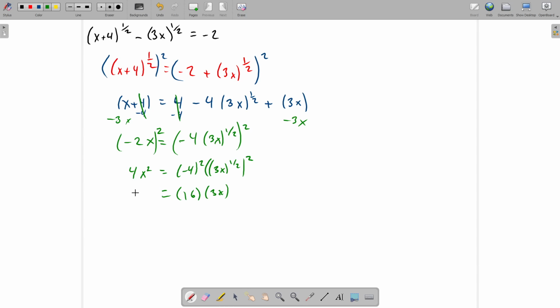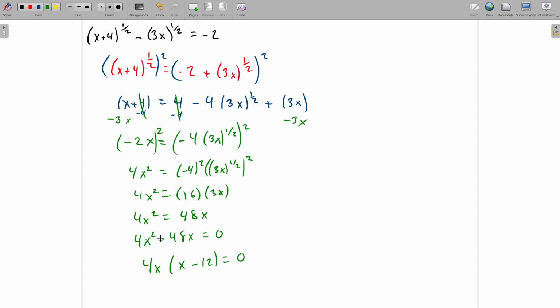So we have 4x squared is equal to 16 times 3x, or 4x squared is equal to 48x. So I can move this 48x over. 4x squared minus 48x is equal to 0, and I can factor out 4x, giving us x minus 12. So now, because we have two things being multiplied, we can use the zero product property to set each one of these factors equal to 0 and solve. So we end up getting x equals 0 and x equals +12.